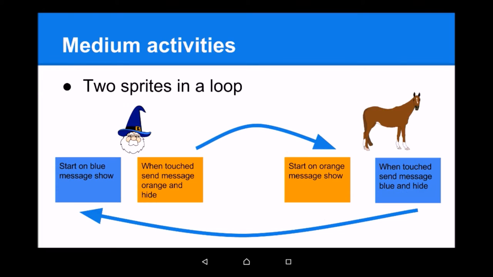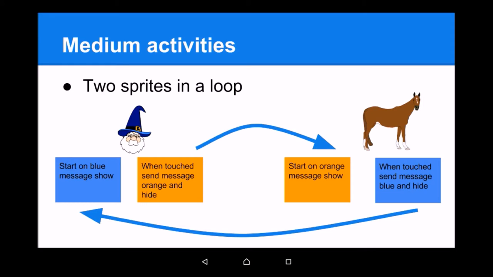It's time to have a look at a loop. If you look at this diagram, we have two sprites. One of the sprites is a blue wizard. Now the blue wizard listens to the keyword blue, and then he shows on the screen and then says the message orange and then hides. Meanwhile, the orange horse knows to show on the screen when it hears the message orange. So it gets that message and shows on the screen and then says the message blue and then hides.